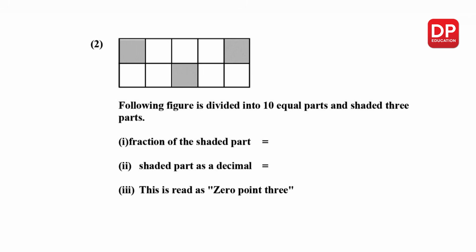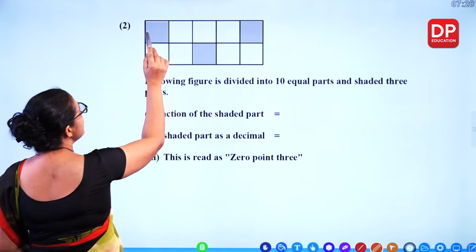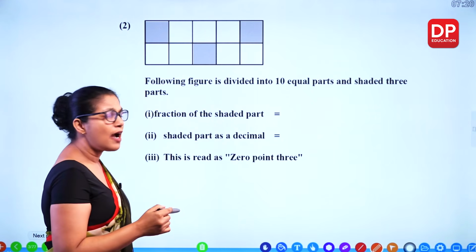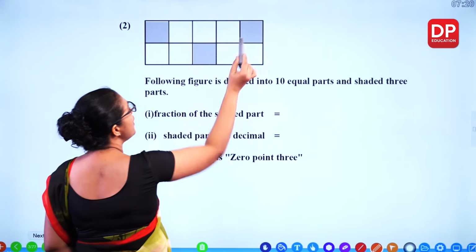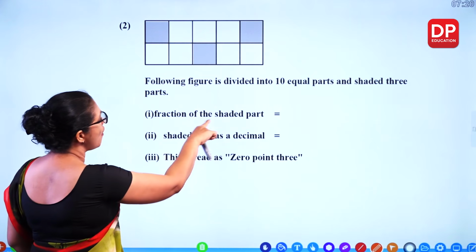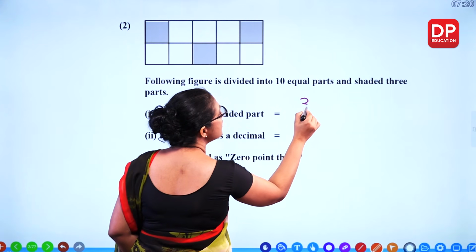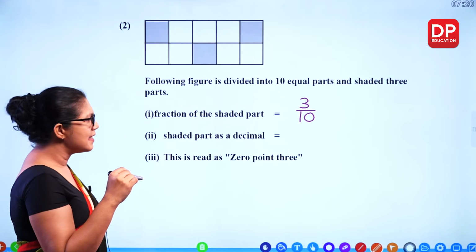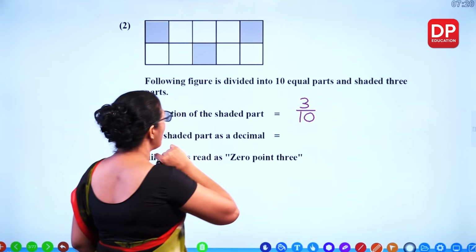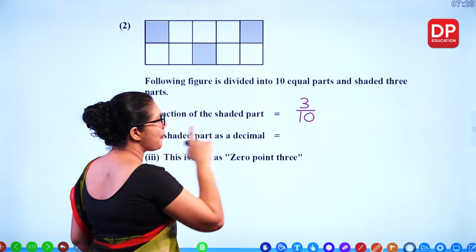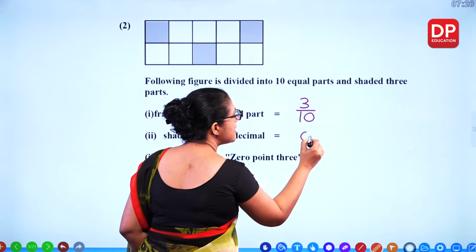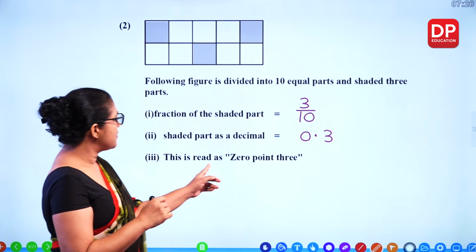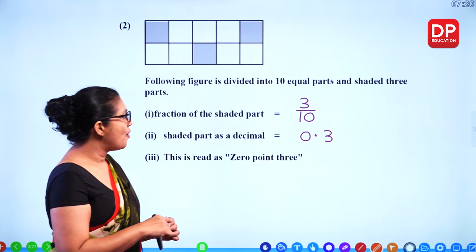Look at this diagram. How many parts are there? 1, 2, 3, 4, 5. Altogether 10. 10 equal parts are there. And how many parts shaded? 1, 2, 3. So as a fraction of shaded part, I can write this as 3 over 10. So 3 over 10, that means dividing by 10. How can I write as a decimal number? I can write this as 0.3. This is read as 0.3.